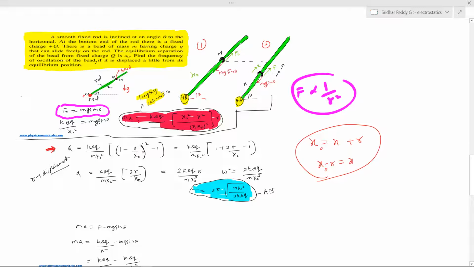Okay, now in this binomial expansion, r will be very much less than x naught. In fact, I'll give a very small displacement. So we'll get minus of minus, this will be positive, plus 2r by x naught. So finally, this will be 2kQq r by m x naught cubed. Comparing with the equation of SHM, we'll end up with omega square. The time period is given by this one. It's going to execute SHM here. Very simple problem. Some mathematics, you have to be a little bit alert.